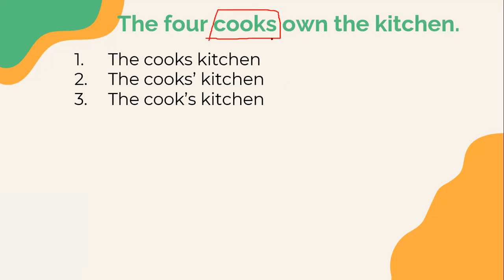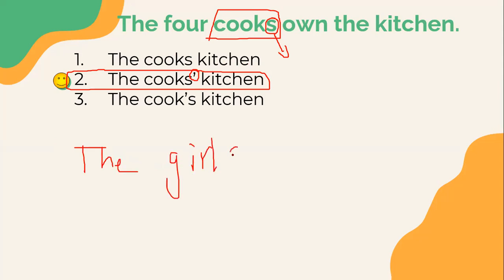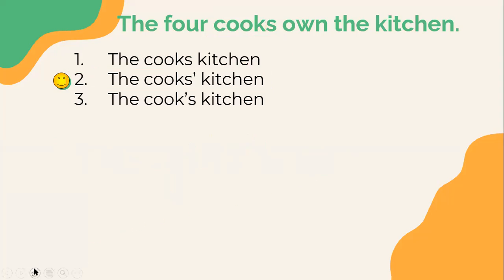Cooks is a plural, and it already has S in it. So I add another S? What does the rule say? The rule says when the noun is plural and it already has S in it, I just add an apostrophe. So number 2 is the correct one. If I have the girls' books, I say the girls. I already have S in the noun, so I just add an apostrophe: the girls' books.